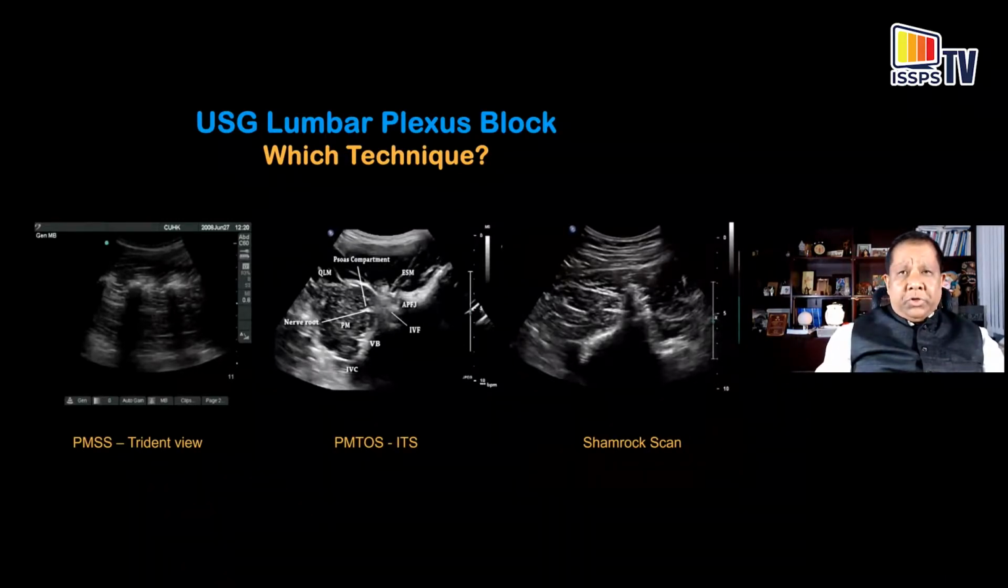Now, which one should you be using? I have demonstrated to you both the sagittal and the transverse view.